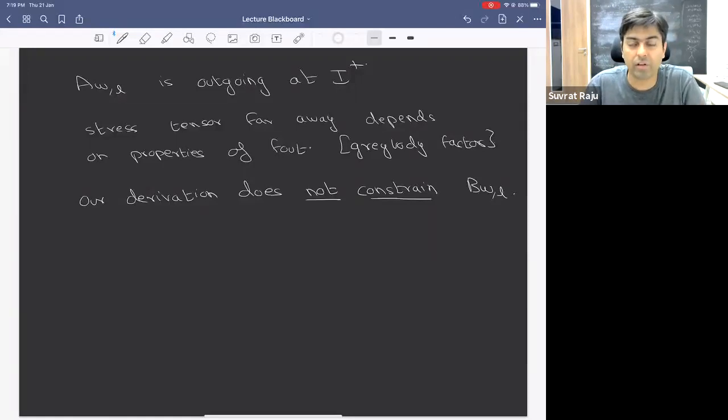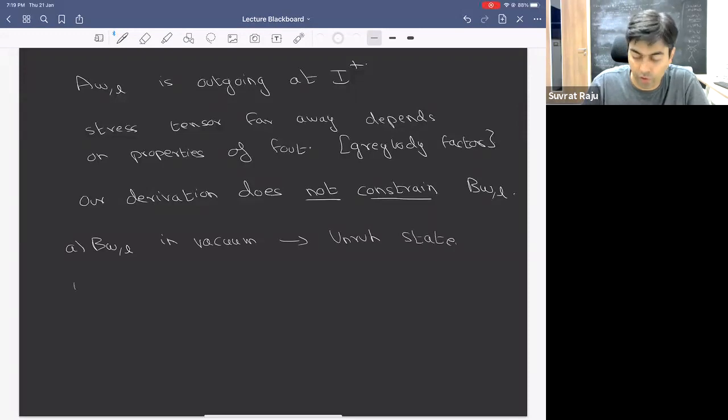In fact, there are several choices you can make for b omega L. One choice is that you put b omega L in the vacuum. This choice is what is sometimes called an Unruh state. Another choice is that you populate b omega L thermally, which you could do. Right? So you populate b omega L thermally. This is what's sometimes called a Kruskal state.